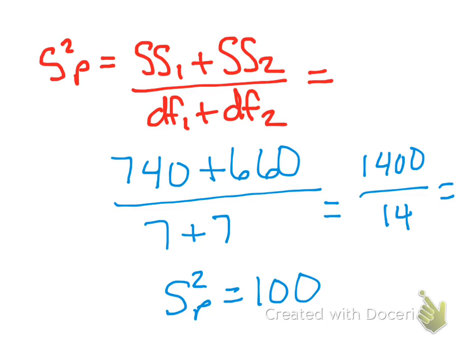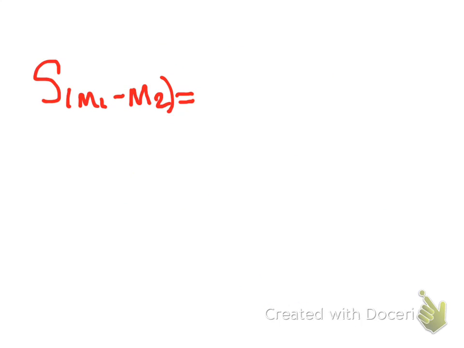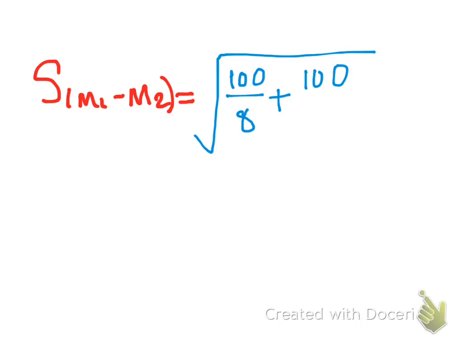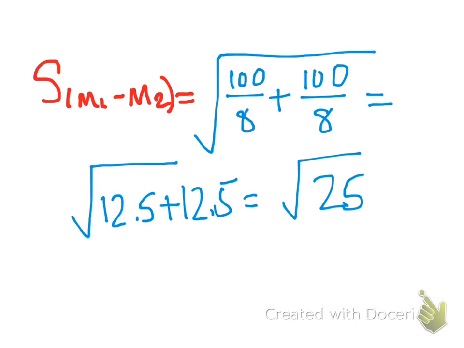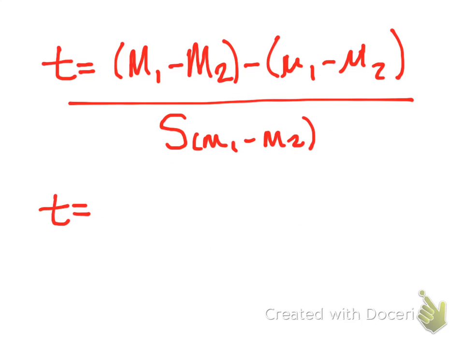Let's go back and finish calculating our estimated standard error. I'm going to plug this in. So we've got our pooled variance of 100. We're going to divide by n, which is 8. I'm going to do it again. We have two samples. Divide by 8. Good. That's going to give us this, 12.5, square root of 12.5 plus 12.5, which is the square root of 25. So our estimated standard error is going to be 5. All right, now that we have our denominator under control, let's finish calculating our t statistic.